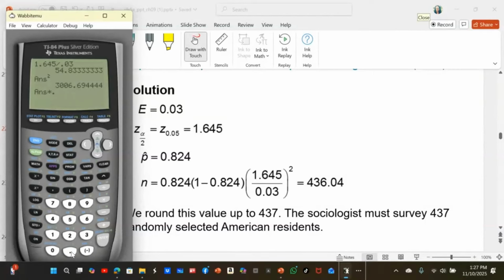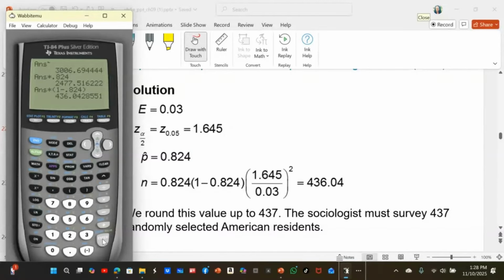So multiply your answer by P hat. So P hat is 0.824. I'm just going to put my answer first, and then multiply again by 1 minus 0.824. Use parentheses, 1 minus 0.824, close parentheses, and get an answer. Okay, so the actual sample size will be approximately 436.04. But guess what? Even though the decimal is 0.04, you have to round up.